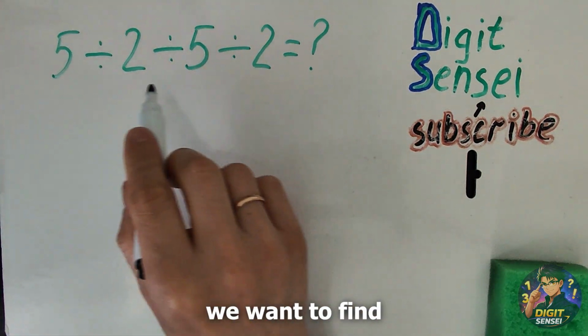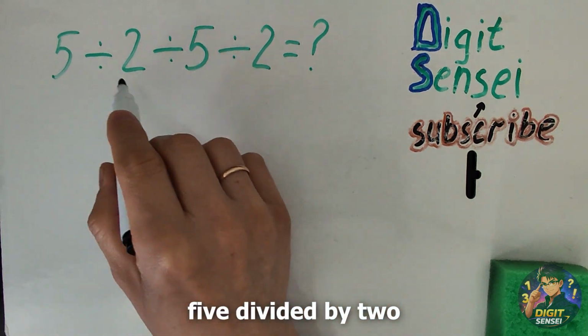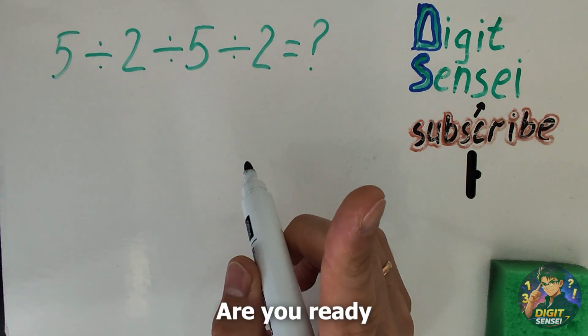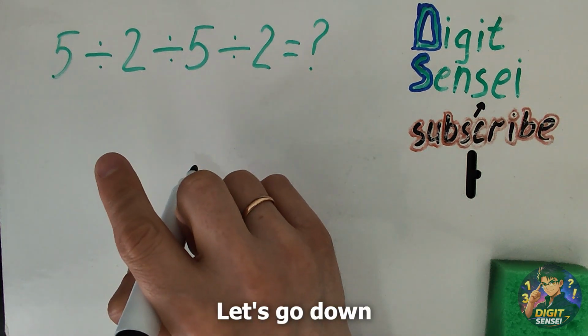In this video, we want to find the value of this expression, 5 divided by 2 divided by 5 and again divided by 2. Are you ready to solve? Let's go ahead and get started.